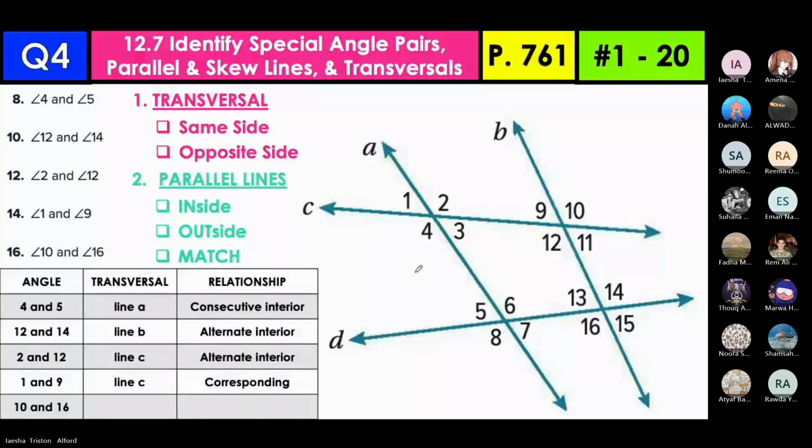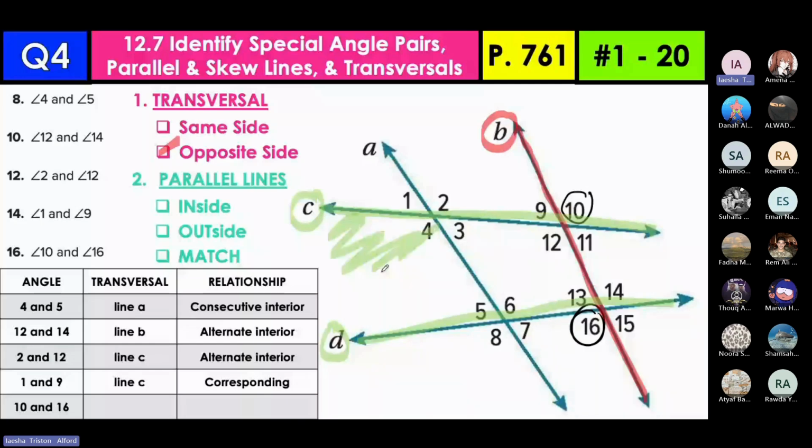Last one, 10 and 16. Transversal is going to be B. 10 and 16 are on opposite sides. The parallel is going to be line C and line D. So 10 and 16 are outside of the parallel. So the name is alternate exterior, sorry.